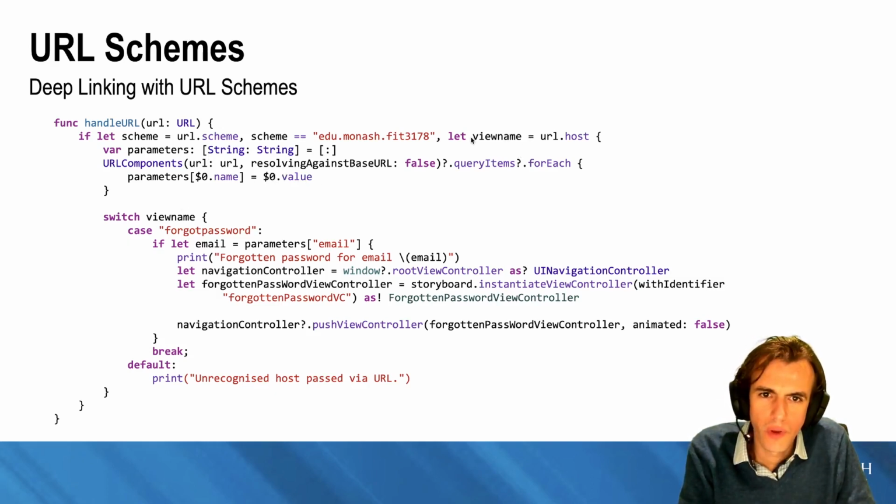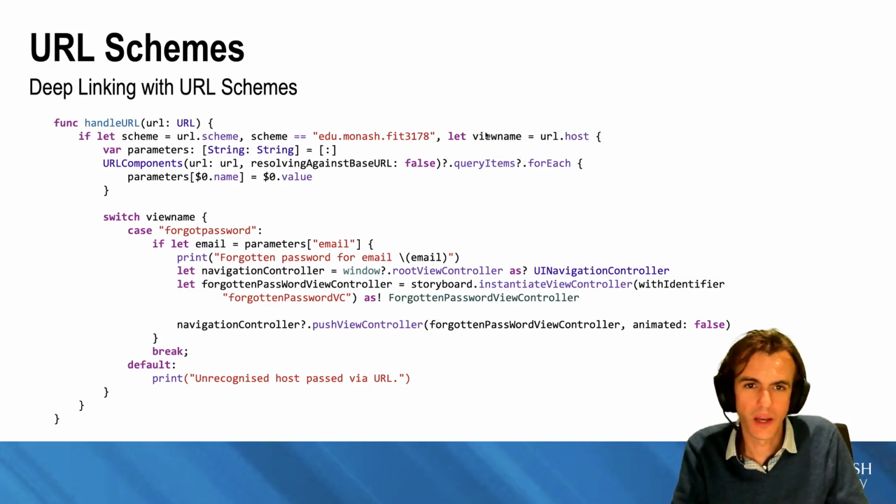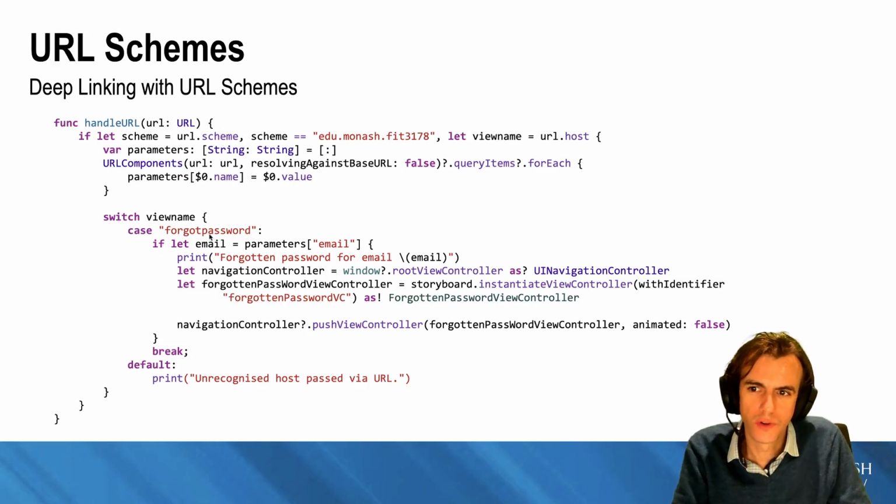Now, it's up to you how you structure the URL, but here we're using the host as the view that we're going to open within our app. So let's say it's the forgot password view. We check that case against view name. Then what we do is we look at the parameters, which is information from the query string, and we see, does it have an email property? If so, we're just going to say forgotten password for email this. And this is where we do the work of loading that particular subview of the app.